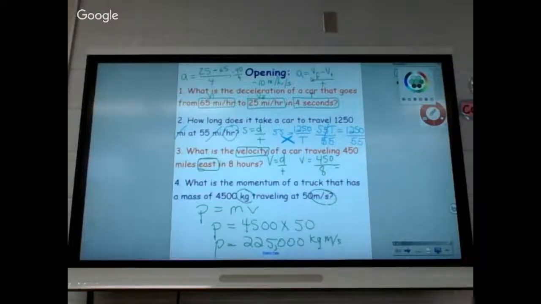All right, we're going to practice momentum for just a little bit, and then we're going to finish our laps.